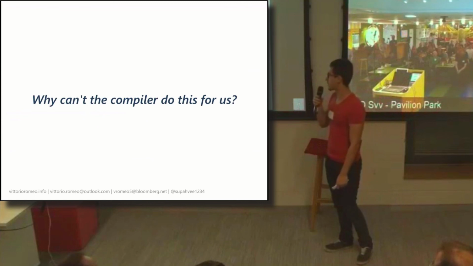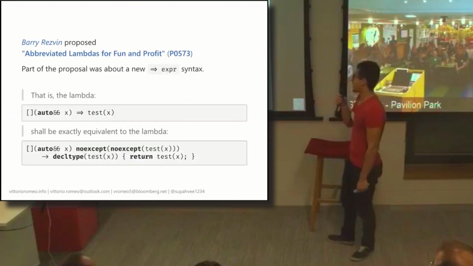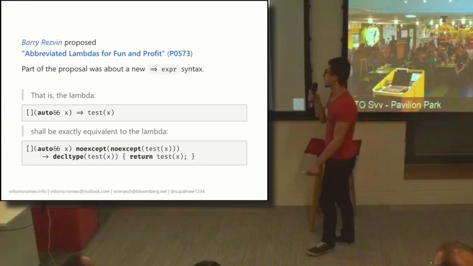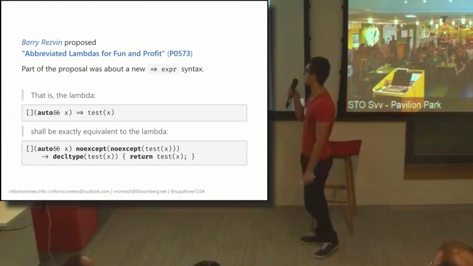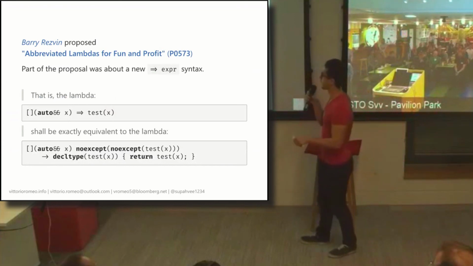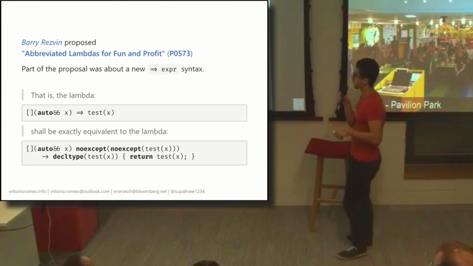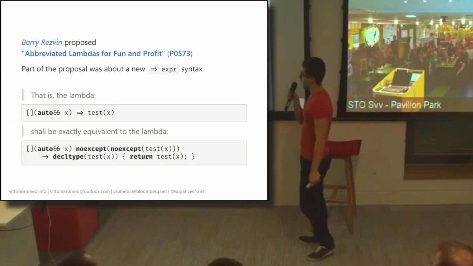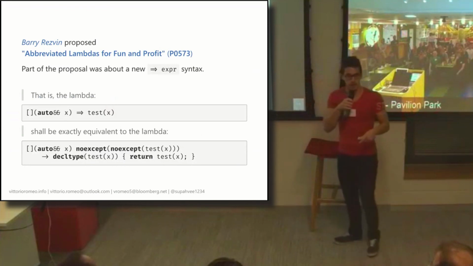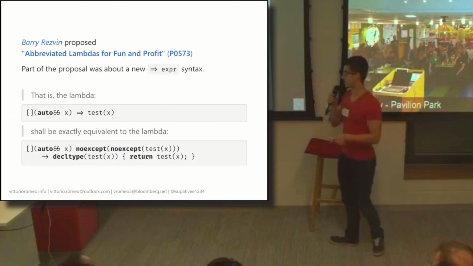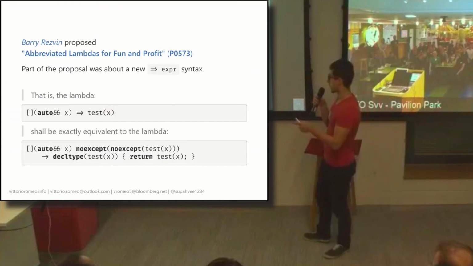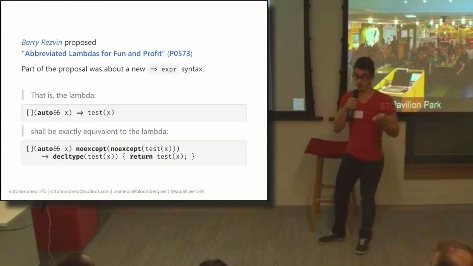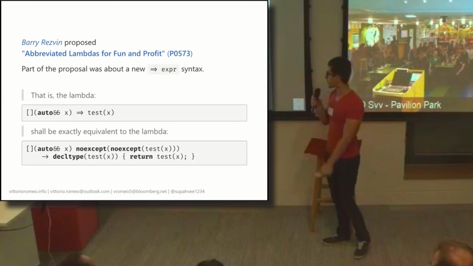Why can the compiler do this for us? There is a proposal by Barry Revzin called Abbreviated Lambdas for Fun and Profit, which proposes this new funky fat arrow syntax. The proposal says that if you have a lambda like this one and use the fat arrow in an expression, the compiler will expand it for you to exactly what we've seen before: the noexcept, decltype, and return with what's inside, with the expression that follows the fat arrow.